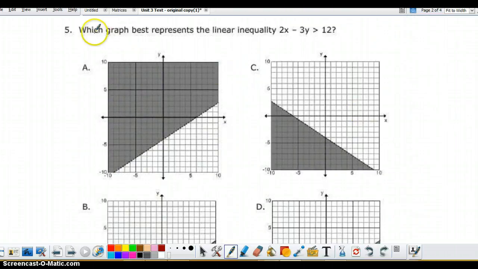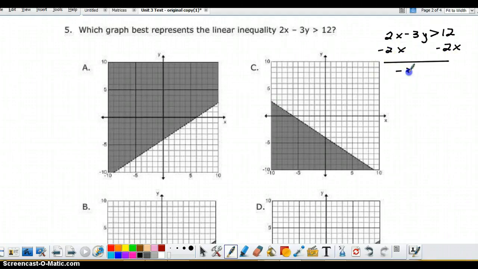Alright, so it says which best represents the linear inequality 2x minus 3y is greater than 12. So we got to solve this for y first. We have 2x minus 3y is greater than 12. So we want to subtract 2x from both sides. Gives me negative 3y is greater than negative 2x plus 12.